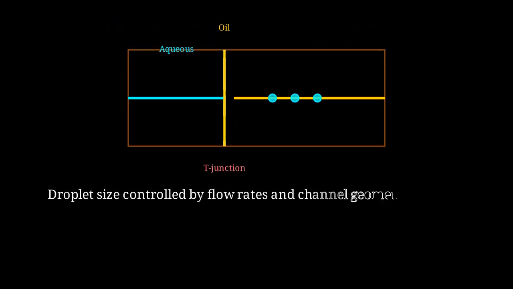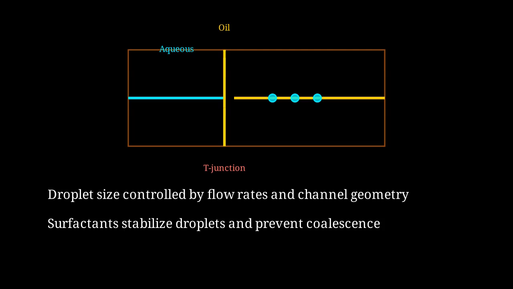The droplet size is precisely controlled by the flow rates of the aqueous and oil phases, as well as the geometry of the microfluidic channels. This gives us exquisite control over reaction volumes. Special surfactants are added to the oil phase to stabilize the droplets. These surfactants prevent droplets from merging together, which would destroy the isolation we need.